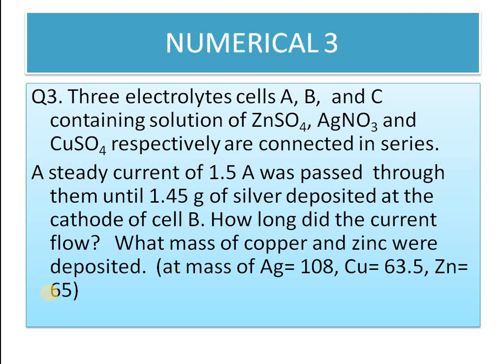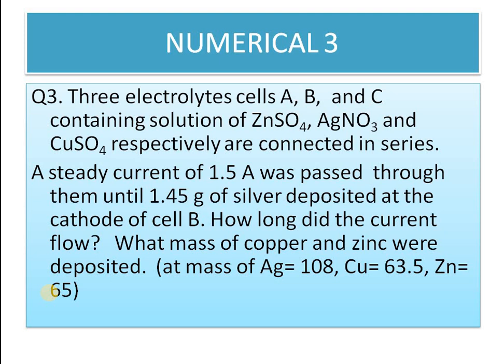Three electrolyte cells A, B and C containing solutions of zinc sulfate, AgNO3 and copper sulfate respectively are connected in series. These are cells in series. A steady current of 1.5 ampere was passed through the unit until 1.45 gram of silver deposited at the cathode in cell B. How long did the current flow? What mass of copper and zinc were deposited? Atomic mass of silver is given, copper is given and zinc is given.